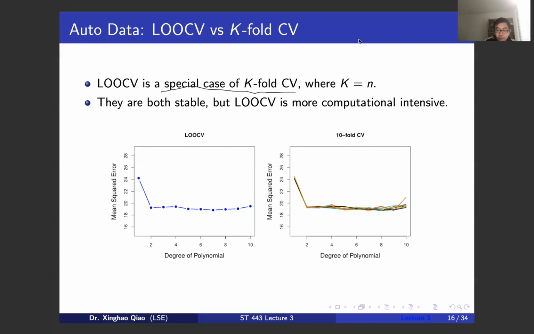So if capital K equals N, then the LOOCV is just the n-fold cross-validation. The LOOCV is a special case of k-fold cross-validation where K equals N. In general, K will be much smaller than N. For example, N may be 100, and K, as I mentioned in the rule of thumb, might be only 5 or 10.